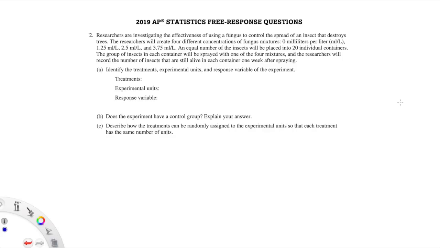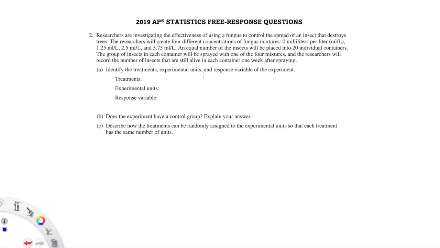All right, so this question basically asks about some researchers that are investigating how fungus will affect the spread of some insect, right? And they have 4 different concentrations of fungus mixture: 0, 1.25, 2.5, and 3.75. And an equal number of insects are basically placed into 20 individual containers, and they spray it with one of the 4 mixtures of fungus, and then they measure after 1 week. They record the number of insects alive, right? And so if fewer insects are alive, that means the fungus is working. So the first part asks us to identify the treatment, the experimental units, and the response variable of the experiment.